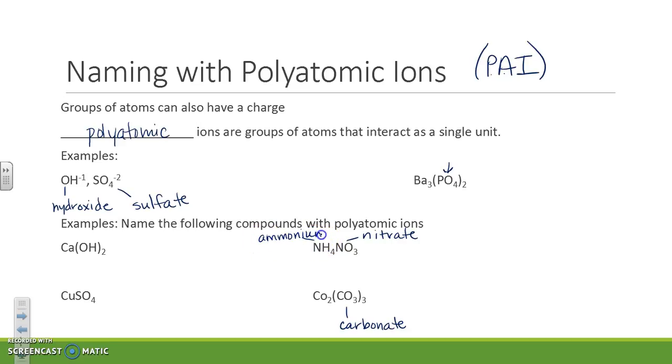All right, so if you name these, all you're going to do is just the same. You don't change the end of the polyatomic ion, so it's going to be calcium hydroxide, and that's it. Don't change it. Okay, NH4 is a polyatomic ion. Those stay together, and NO3 is a polyatomic ion. They stay together. So this is ammonium nitrate.